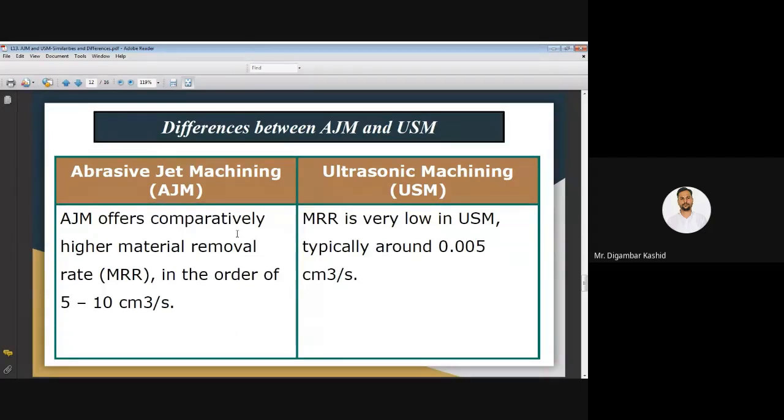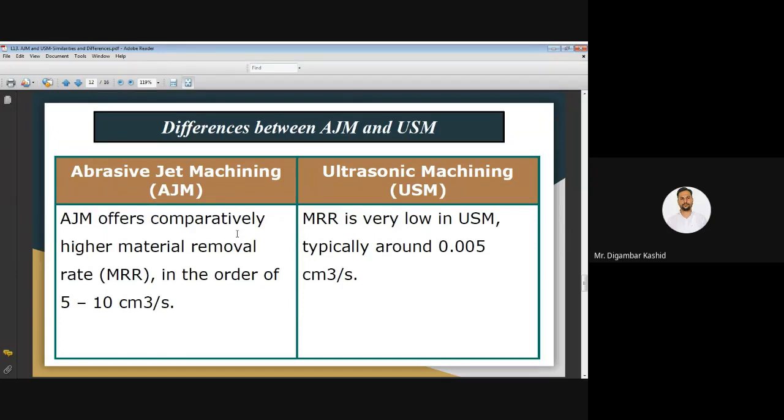Abrasive jet machining offers comparatively higher material removal rate. MRR, material removal rate, is in the order of 5 to 10 cubic centimeter per second. That much MRR we are getting using abrasive jet machining. Please note this down.